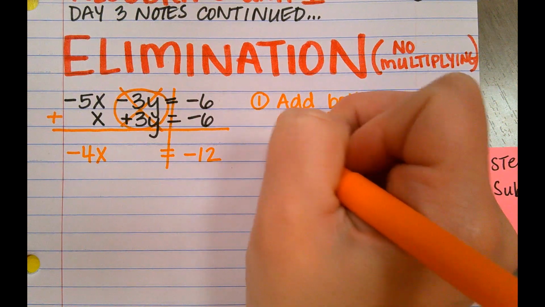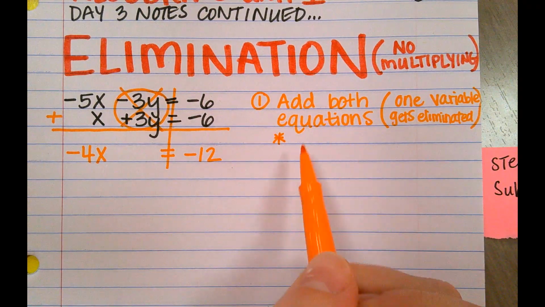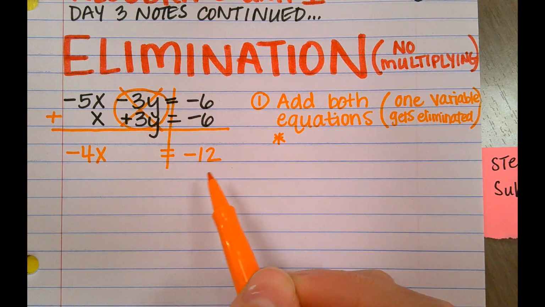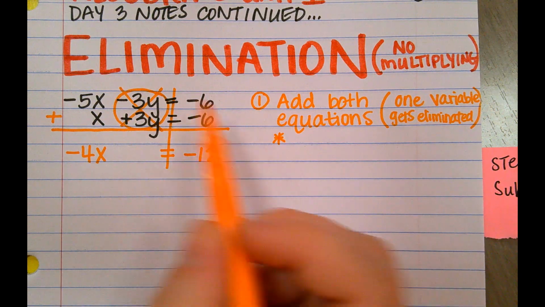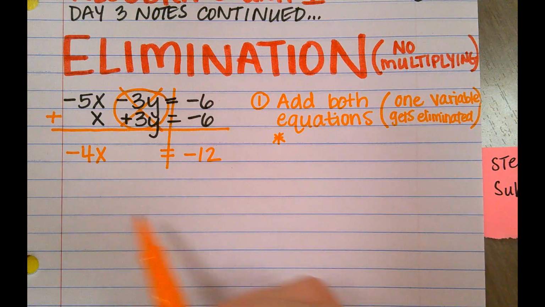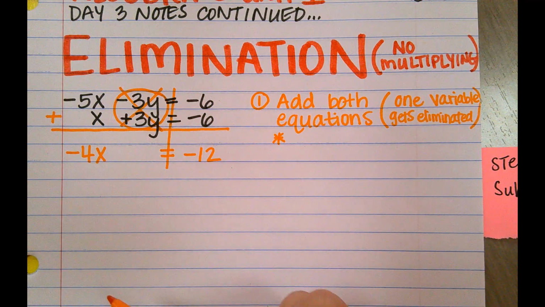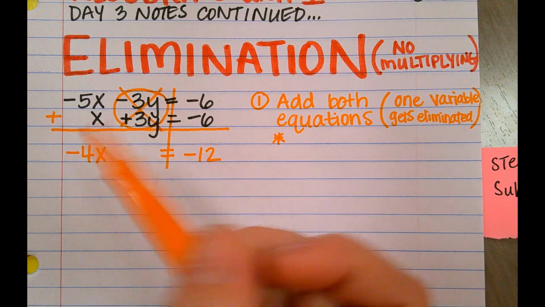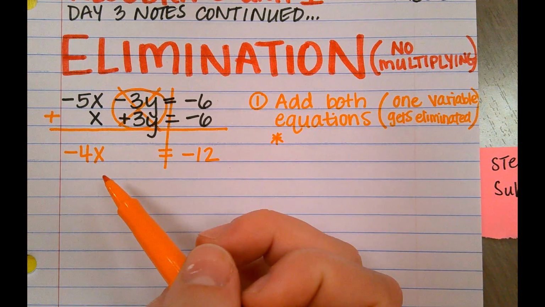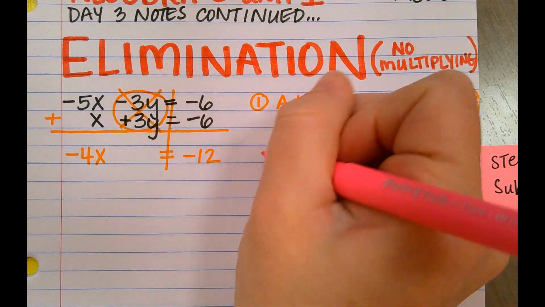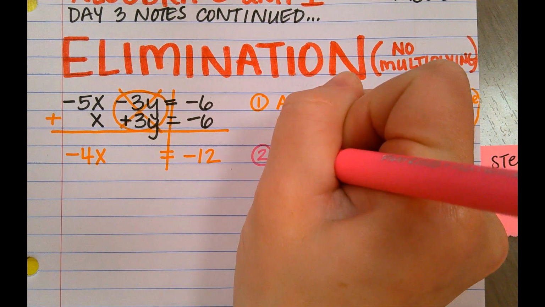A little side note for step 1: we've added our equations together. Now we need to get that x or y, depending on what we eliminated. We're going to get the remaining variable by itself, which honestly should be step 2, if we're being specific about it. So I'm going to write step 2.